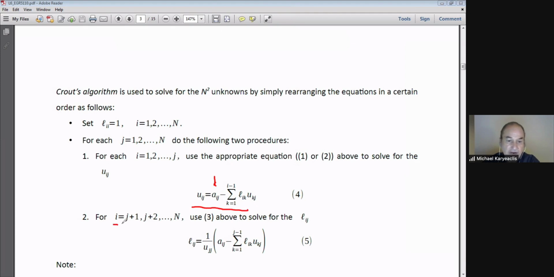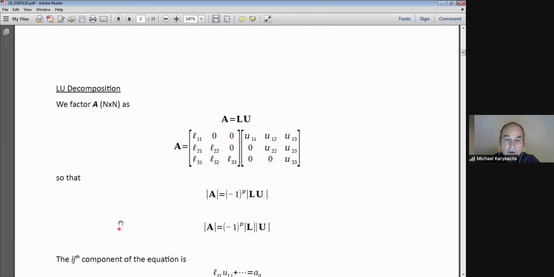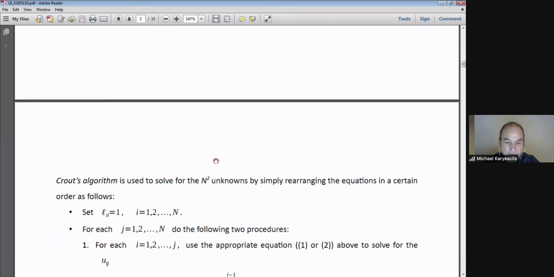Now for i greater than j, we use equation 3, which is translated to this to solve for the l's. This portion is used to find the u's, and this one is used to find the l's. The reason is obvious. If you look at the equations here, we use the third equation to take care of the l's, because that's the one that has most of the zeros here. We use the lower i's to solve for the u's, because that's where most of the zeros are. So we go back and forth according to this.